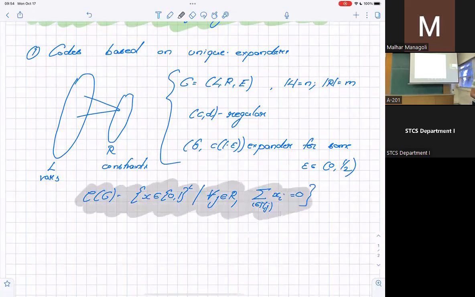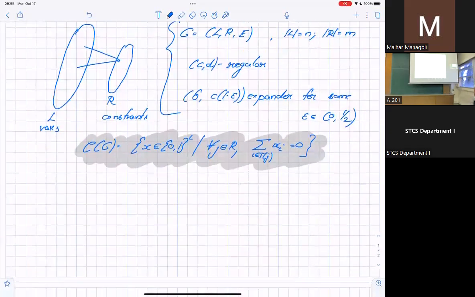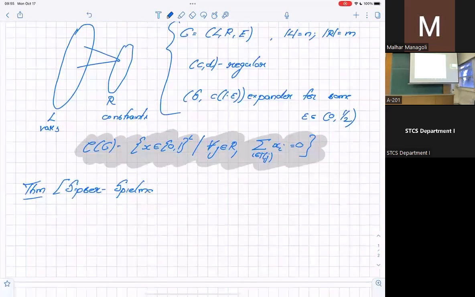That was Gallager's construction. The two main things which we saw last time, both due to Sipser-Spielman, were the following. The rate of this code is easy to understand. Each constraint drops a dimension, so the rate is just (n minus m) by n. The key thing is the distance.